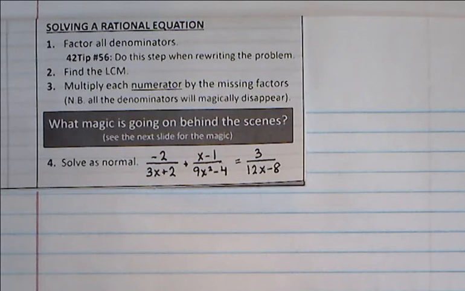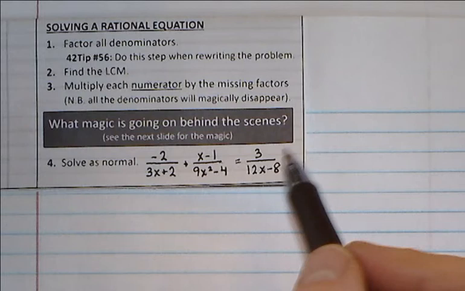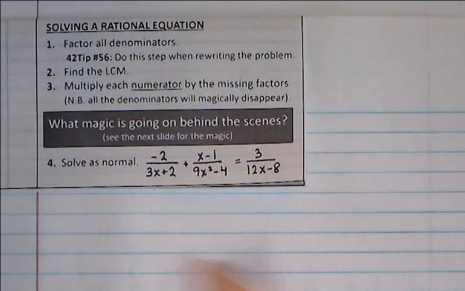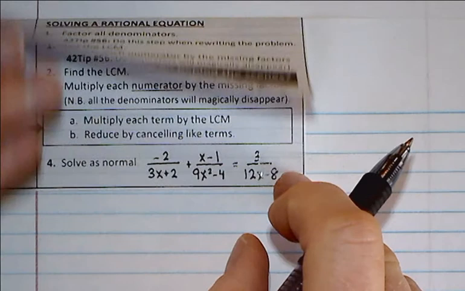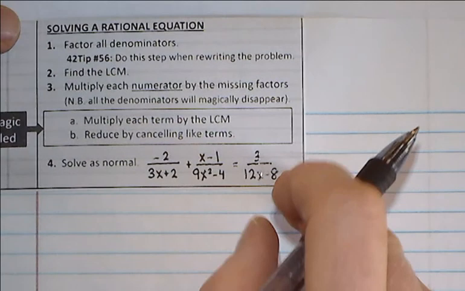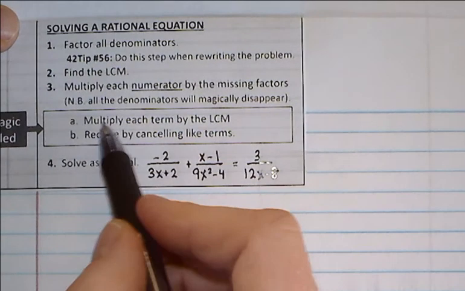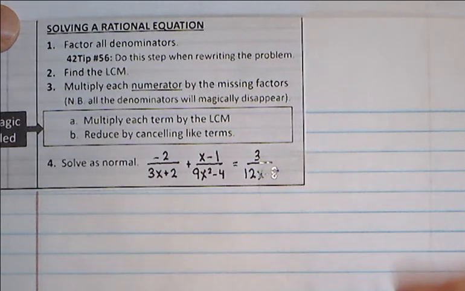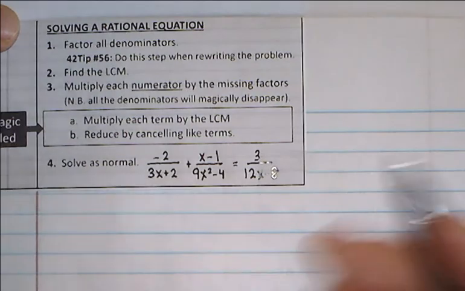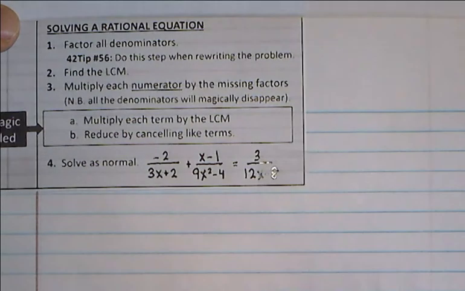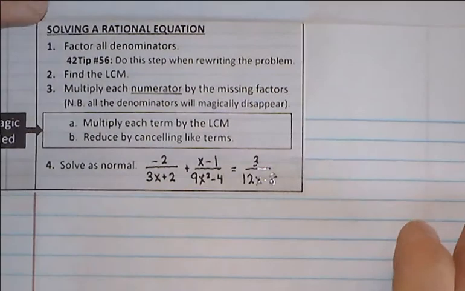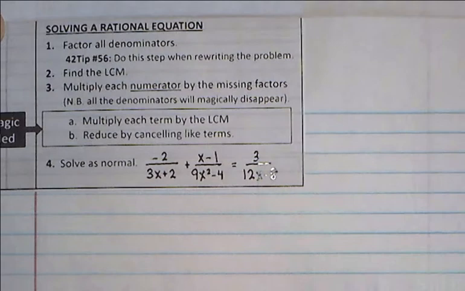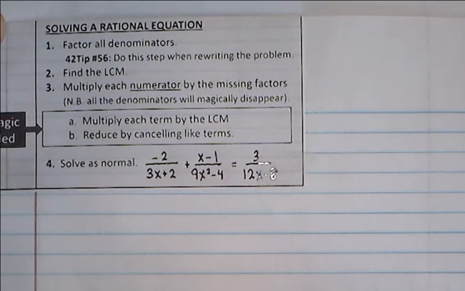Now, of course, there's no magic in algebra. There is something going on behind the scenes, and so when I work the problem, I'm going to show you what's going on behind the scenes. When we get to step 3, what's going on behind the scenes is we're multiplying each term by the LCM and then reducing each term by canceling like terms. The effect will be to get rid of the denominators. So let me show you the full process and then show you where I think you could skip some steps as long as you understand what's going on behind the scenes.